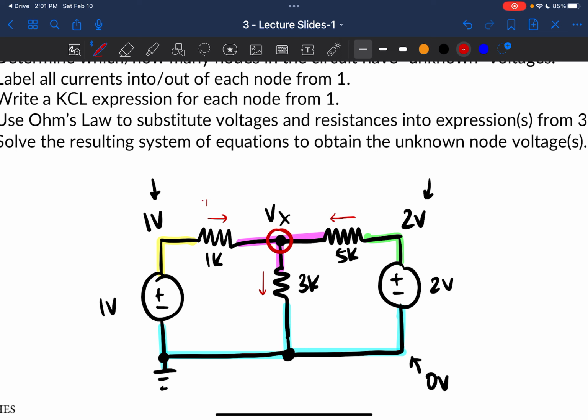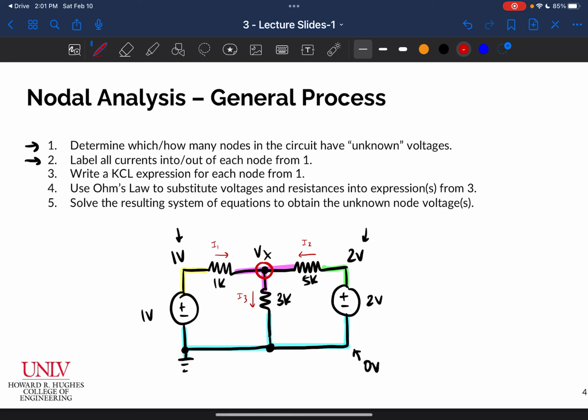Okay, so let's call this I1, we'll call this I2, and we'll call this one I3. And so label all the currents into and out of each node. So we did that, the node that we're interested in from part 1.